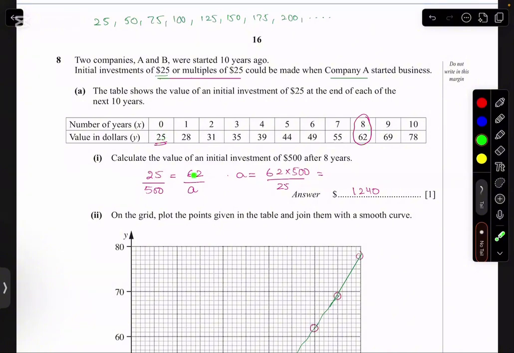So after 8 years it became a 62. So if the initial investment now is $500, what will its amount be? That's going to be an A amount. So this A amount is going to be 62 times 500 over 25. Correct? Yes, clear?